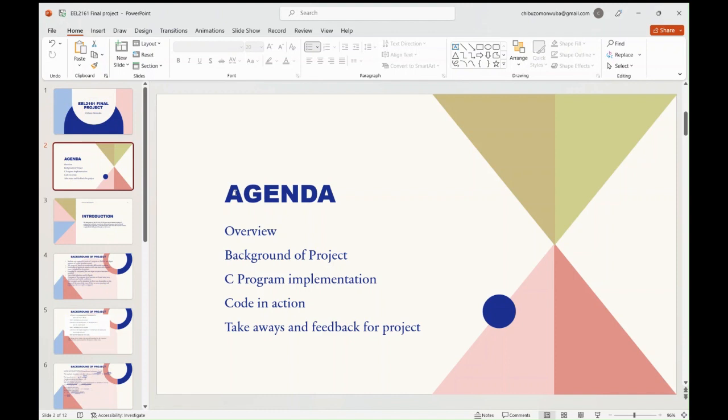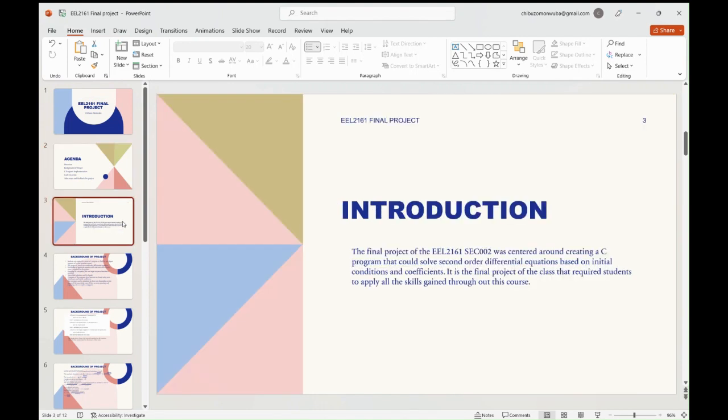So the agenda of this presentation is going to be the overview, the background of the project, like the C program implementation. We'll see the code in action after I've explained how to implement the program with C, and then takeaways and feedback for the project, which I personally have after working on this project assigned to us.